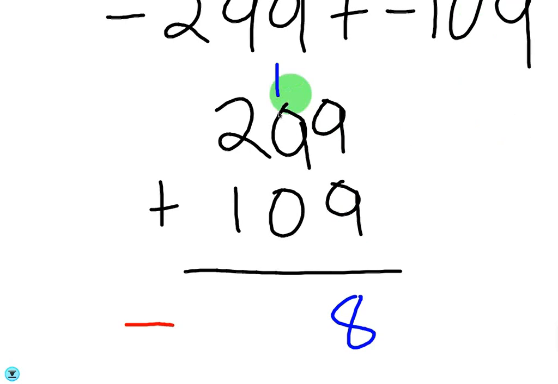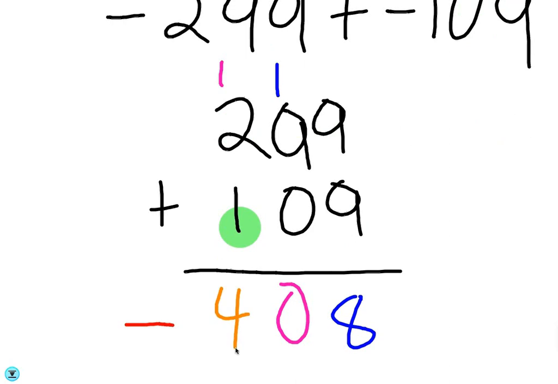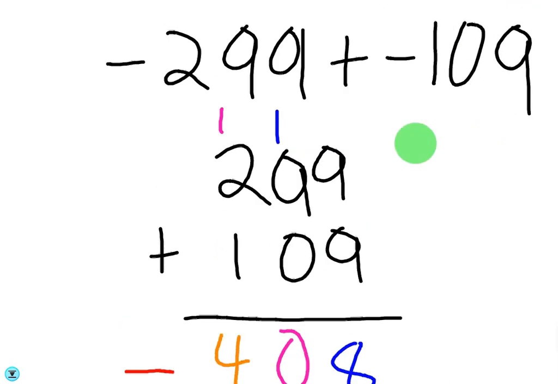I'm going to have an 8 here and carry a 1 up here. Then we're going to add the 1 and the 9 and the 0, which makes 10. So I'm going to put a 0 here and then carry my 1 up here. And so now we have 1 plus 2 plus 1, which is 4. So I'm going to put a 4 right there. And there's my answer, -408. Again, all I did was add the two numbers and then make my answer negative.